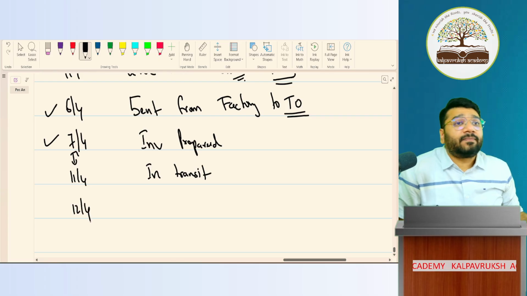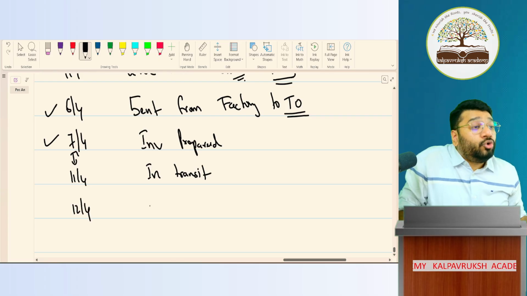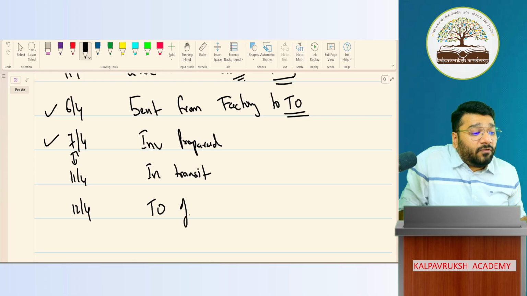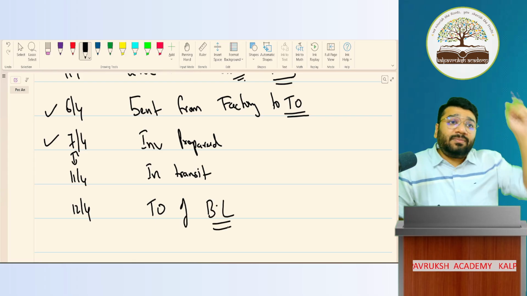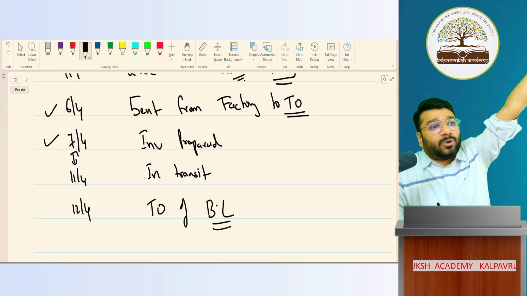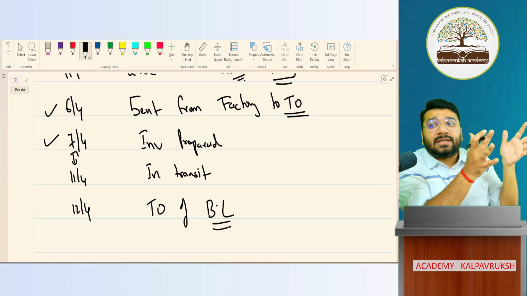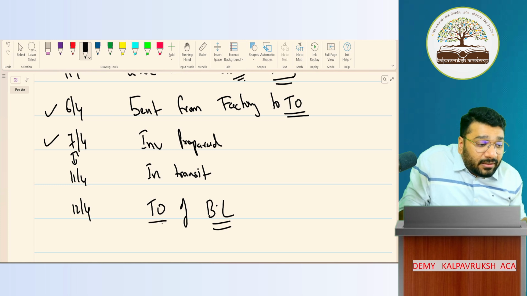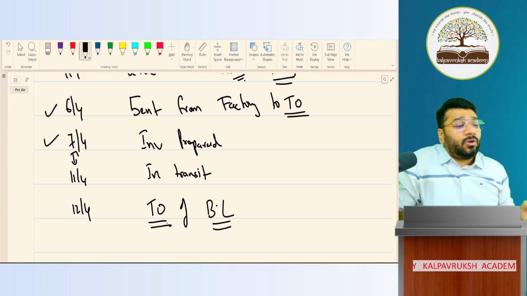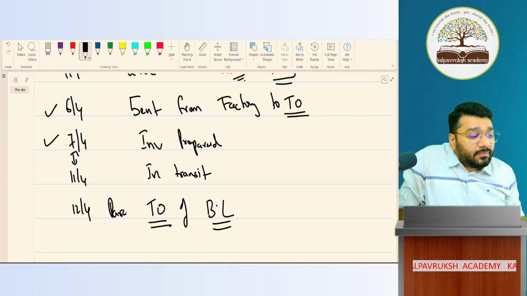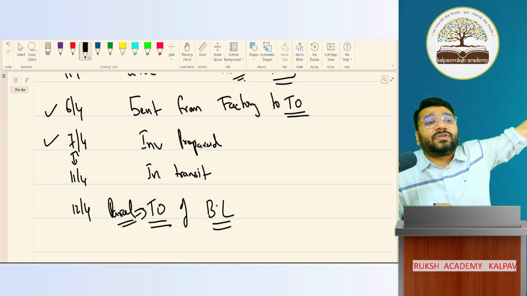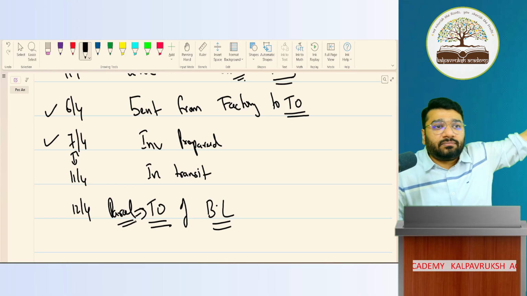12th April, goods reached the transport office at the buyer's location. The customer is in one location, and the transport office is there too. There the box parcel will get down. The box reached the transport office. The parcel reached the transport office of the buyer's location. Okay, not okay?